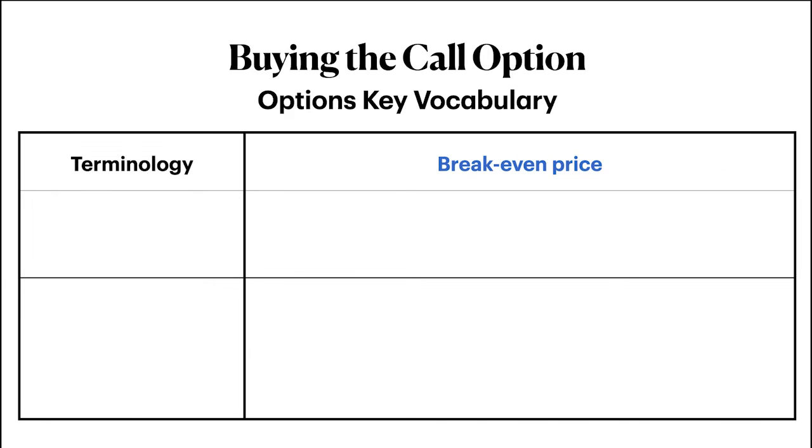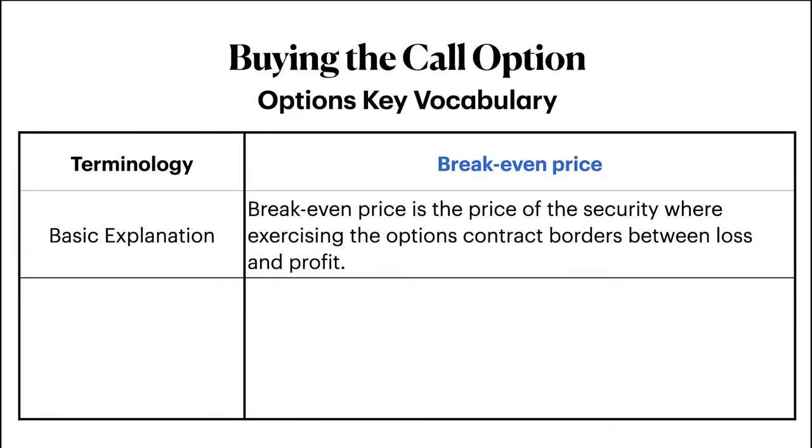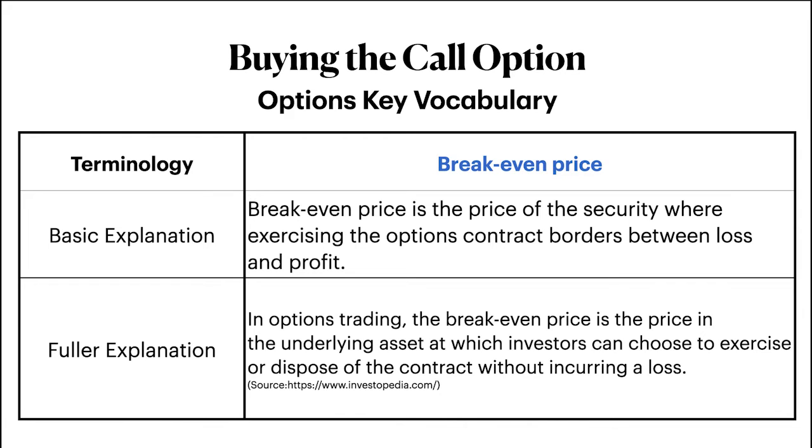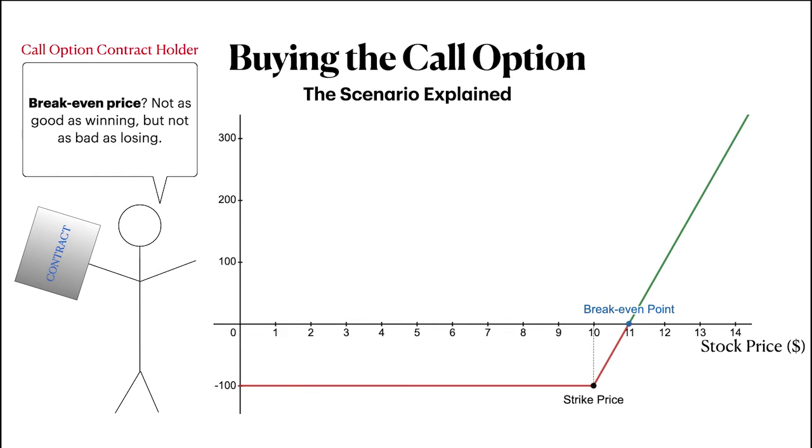So first we need to address the break-even price. And what you want to know here is that break-even price is a border between loss and profit. And I really want you to take time and read the fuller explanation here. The graph really helps out with the idea, but getting the language in will help you to articulate that idea, especially if you can go and tell it to others, to talk about that break-even price with them. Because talking about it will help to show that you understand it, and it also helps to solidify that idea in your mind. So the call option contract holder here is asking about the break-even price.